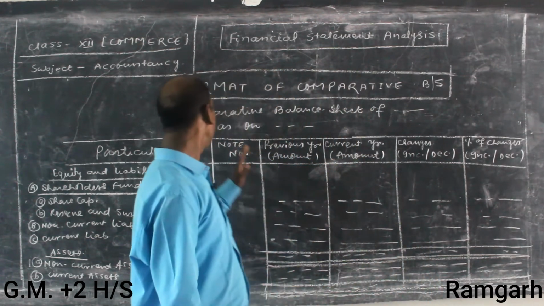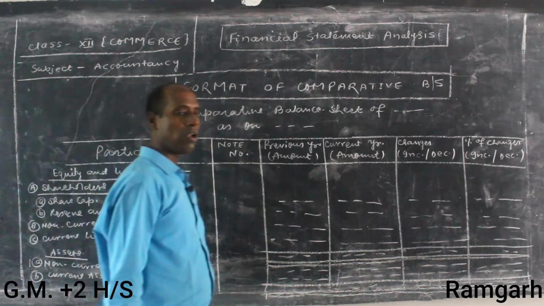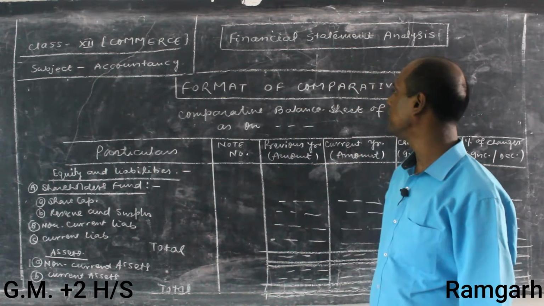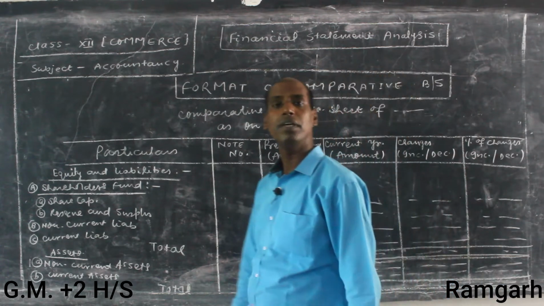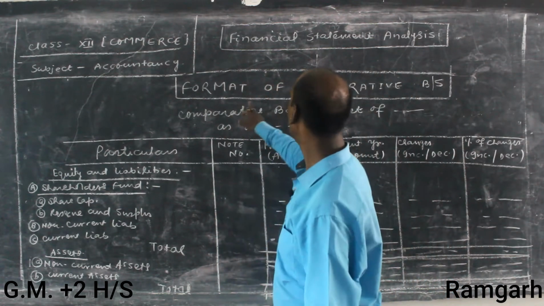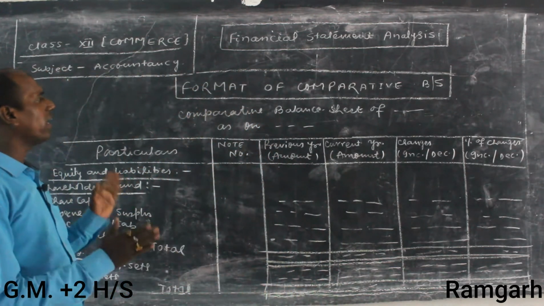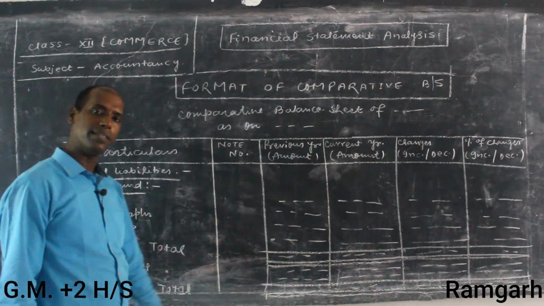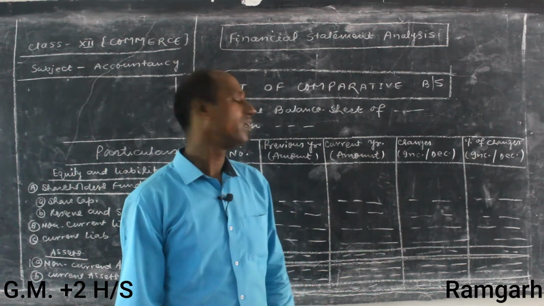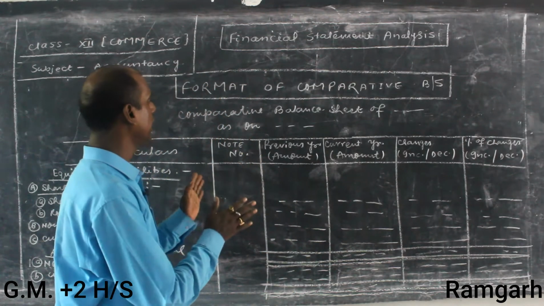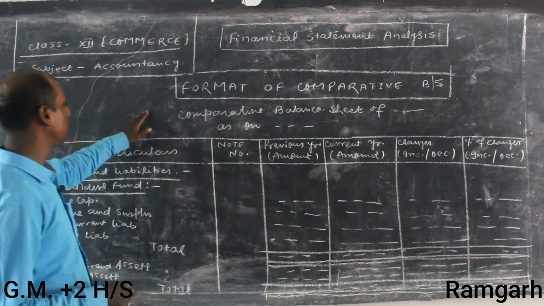Now here we will teach about the format of comparative balance sheet. Thereafter we will know about the format of comparative income statement. The comparative balance sheet indicates the comparison of different components of balance sheets. It means either assets or liabilities, the difference. ये compare of different assets or liabilities and put here as follows.